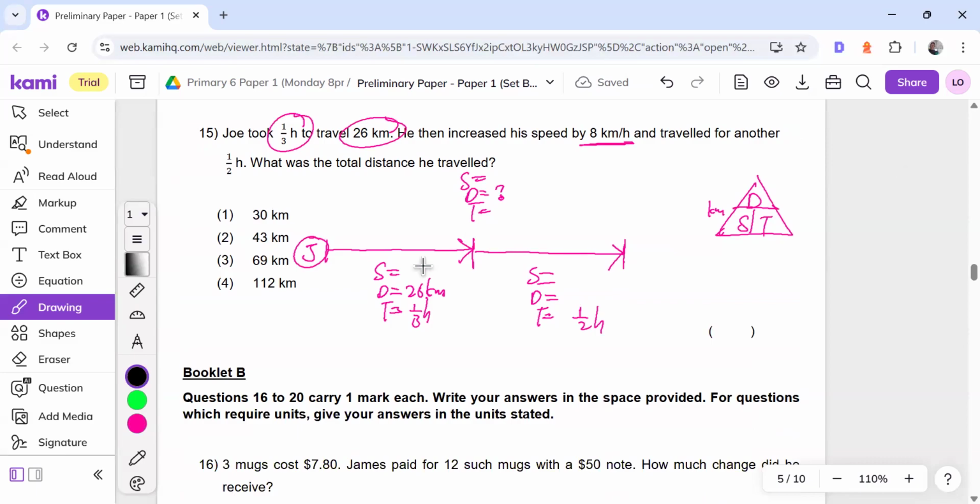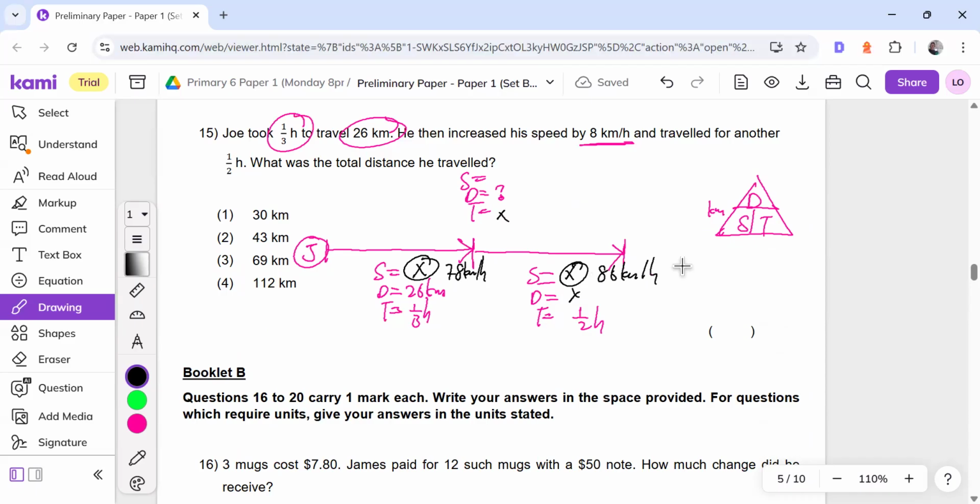The model will tell you to go and find all these missing numbers. So, is there anything missing that we can find? Yes, we can find the speed because it has a distance and a time. So distance divided by time, and that's how we get 78 kilometer per hour. Then you increase the speed by 8 kilometer per hour, so we can find this one, and that will be 86 kilometer per hour. So you can see the model will guide you to fill in the blanks.